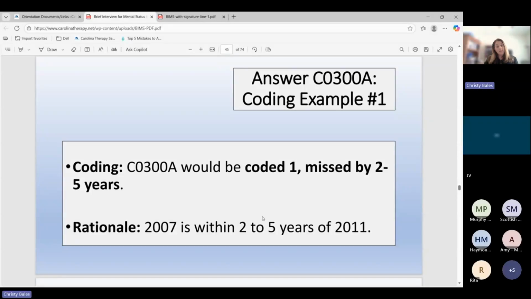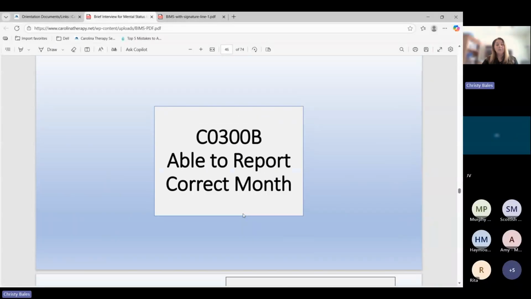As speech therapists, this one's really tough for us. It's either right or it's wrong. But here, if it's within 2 to 5 years, they do get partial credit. So we need to remember that we are giving them that benefit of the doubt and calculating those things. The rationale is that 2007 is within 2 to 5 years of 2011. Whether this is right or wrong doesn't matter. This is how the test is done. So just keep that in mind.